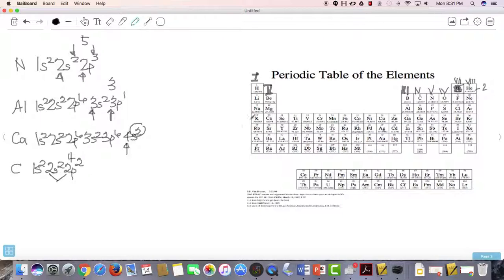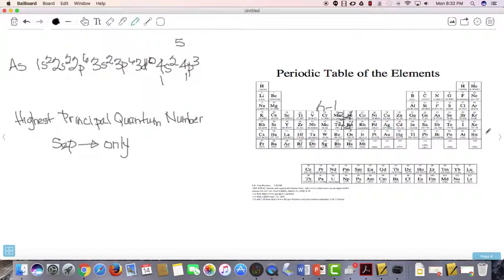When you look at carbon, carbon is in period 2. The highest principal quantum number is 2. 2 plus 2 equals 4, and carbon is in group 4. So again, remember when we're looking at valence electrons from electron configurations, you always want to make sure that you take a look at the highest principal quantum number, and you're only going to use the S and P sublevels.